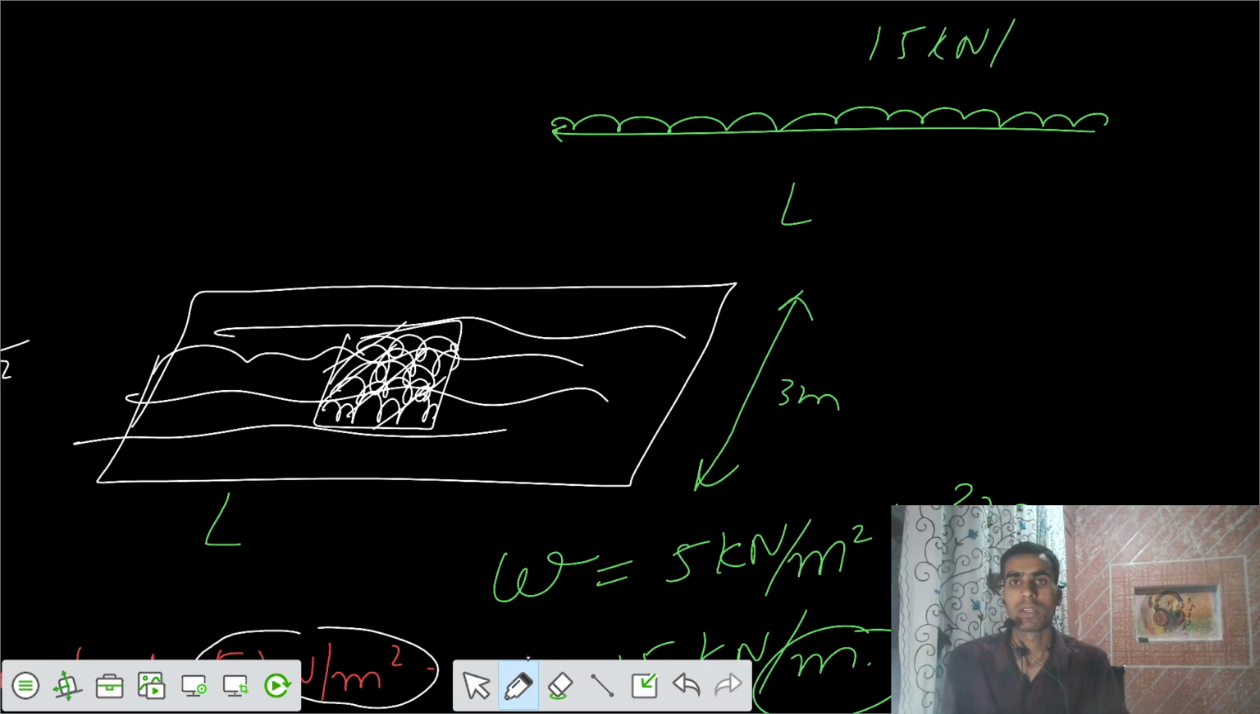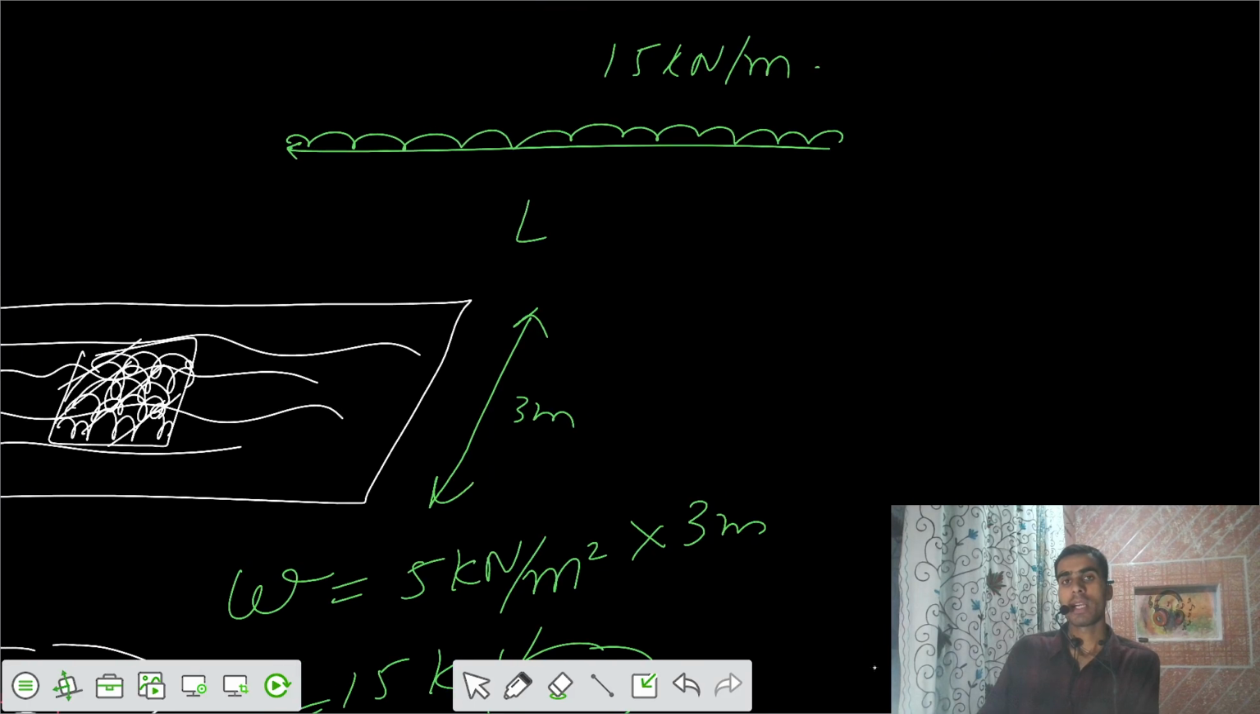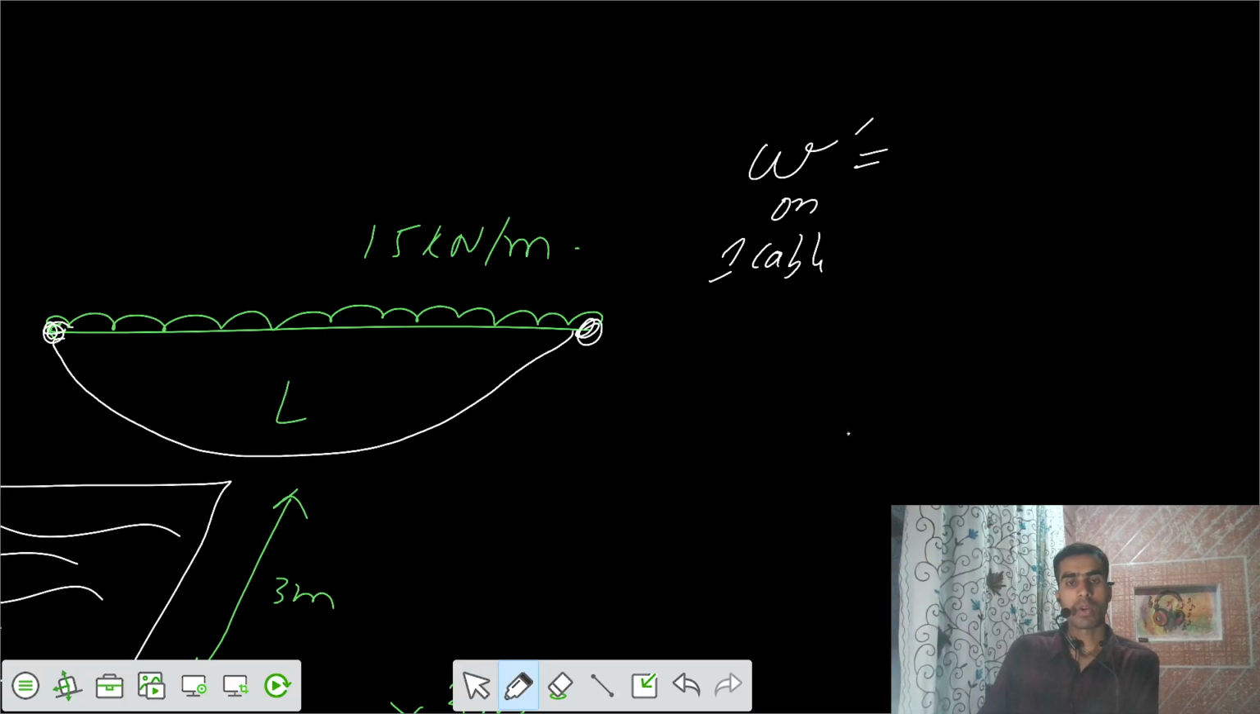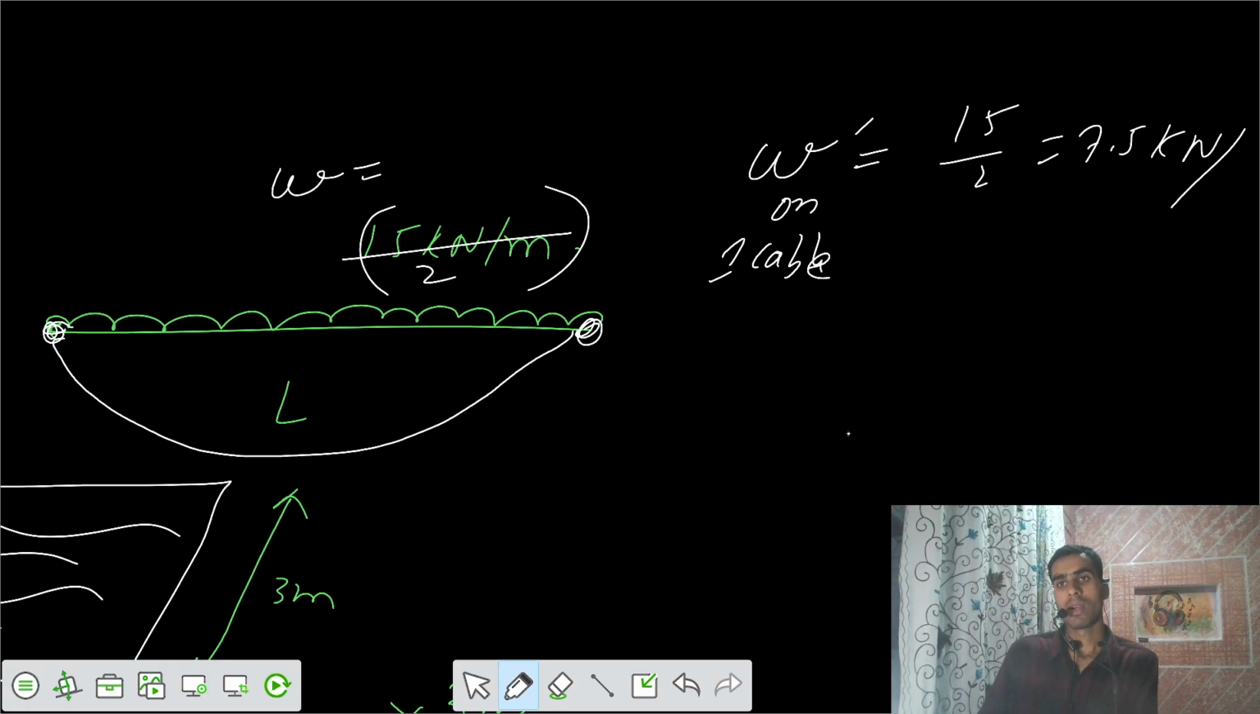So there's a total UDL of 15 kilonewton per meter. Now I have to keep in mind that we are not providing one cable, we are providing two cables. So what should be the equivalent load on one cable? W dash would be equal to 15 by 2. One part of that intensity would be taken by one cable, and the rest by the other cable. So one cable is taking 15 by 2, that's 7.5 kilonewton per meter.